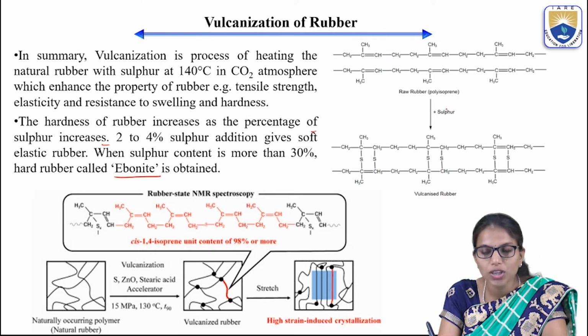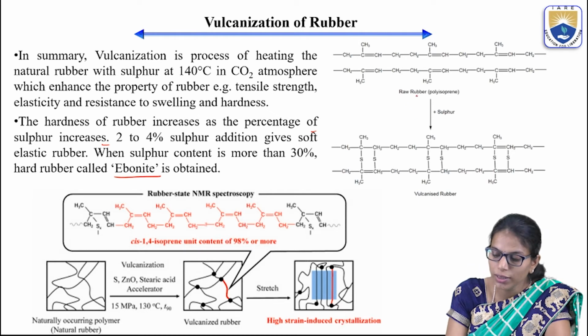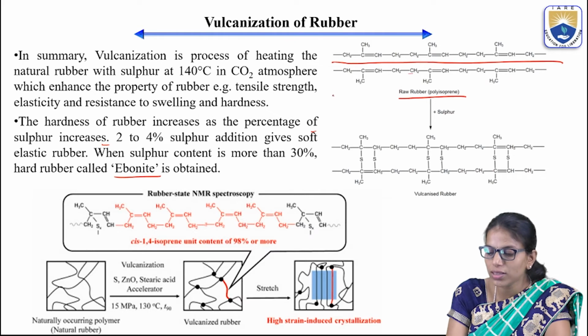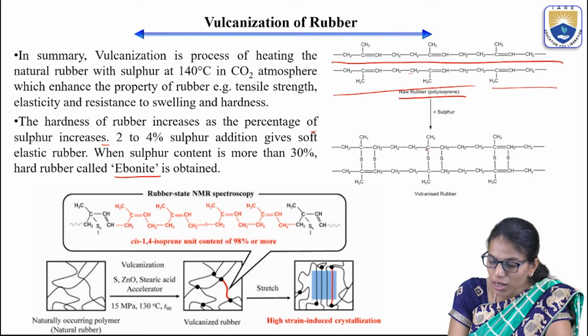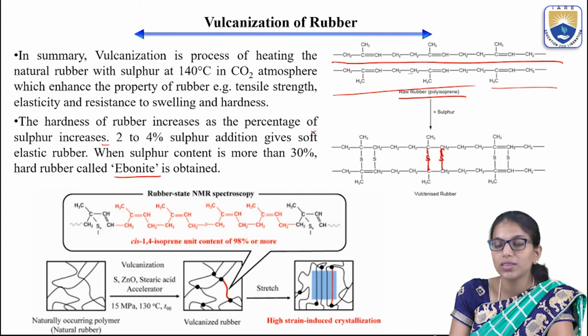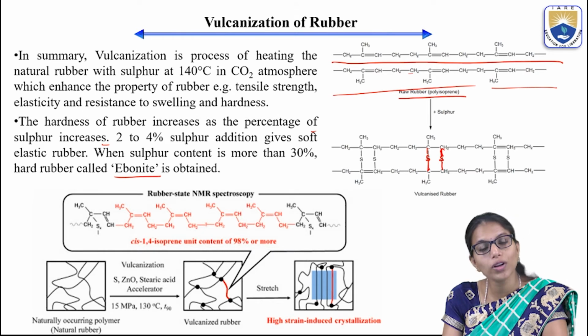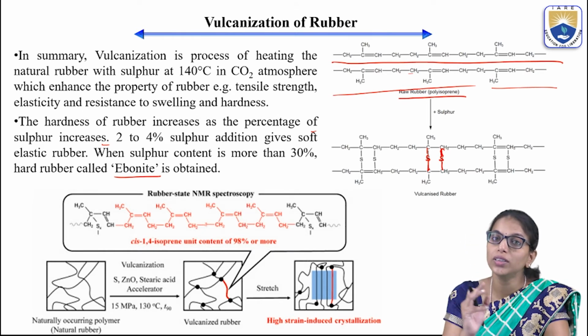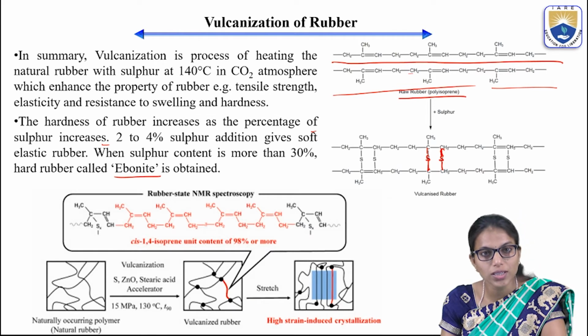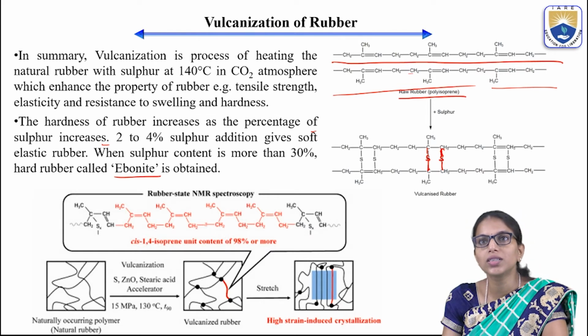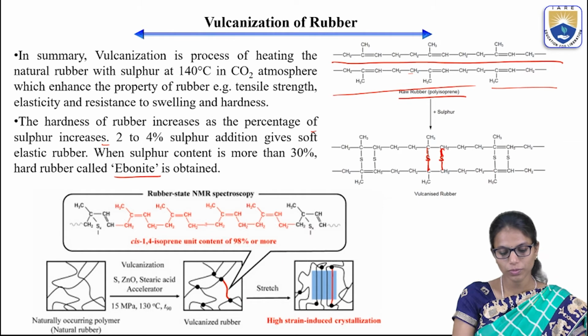Now look at this picture, the molecular structure. This is the raw rubber, polyisoprene. This is one layer and this is the second layer. In between, in the presence of sulfur, sulfur cross-linking will happen, and this is nothing but vulcanization of rubber. So after vulcanization of rubber, what will happen? The strength of this rubber will increase, the tensile strength will increase, and many more.